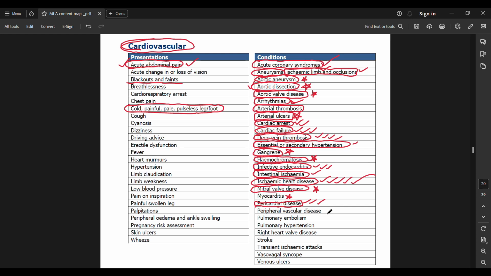Next, you have peripheral vascular disease. I would say this has shown up in DVT, arterial thrombosis, that kind of thing. So yeah, this has shown up in the past, I would say. Pulmonary embolism, right? Chest pain, breathlessness, breathing difficulty, right?